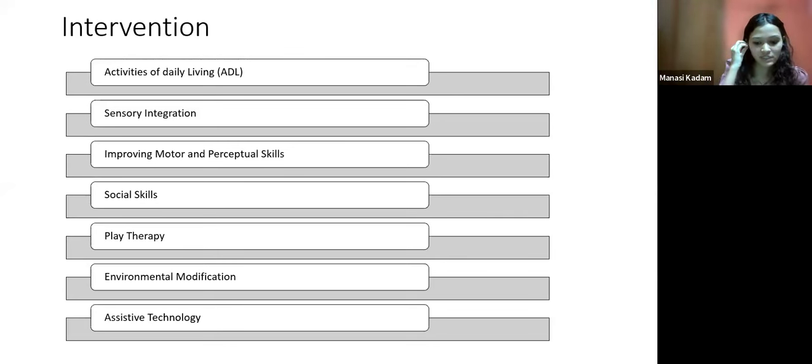Again, many times it happens that there are unexpected behaviors, or there is a lot of expectation from the child which might come suddenly. So I always tell the parents, if we can prepare a visual schedule for the child, he will understand, okay, these are my expectations and these are the things which I need to follow. That will also help in reducing the aggressive behaviors.